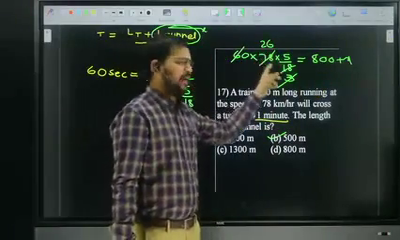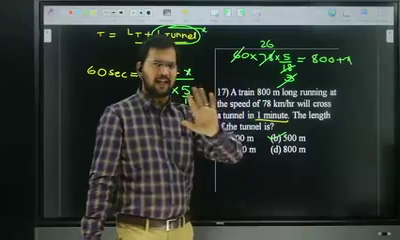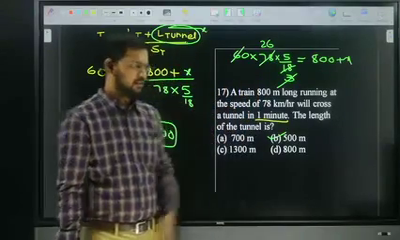In the exam, no need to calculate like this. In the exam, we are going to attack directly. All of you okay? Just make a note.